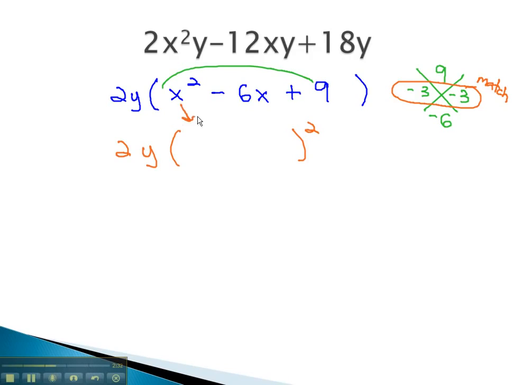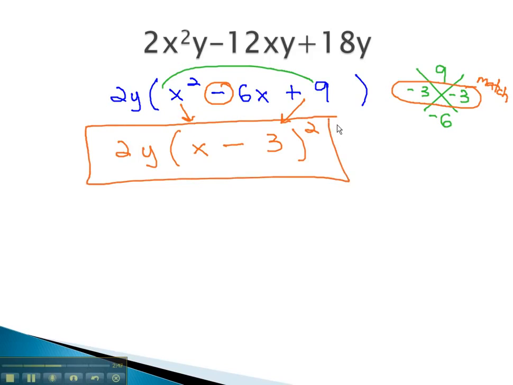We factor the perfect square by taking the square roots of the first and last terms. The square root of x squared is x, and the square root of 9 is 3. Finally, the middle term gives us the sign that must go between them in our factors. And now our expression is completely factored. As you can see, by remembering the GCF first, we can quickly factor several expressions.